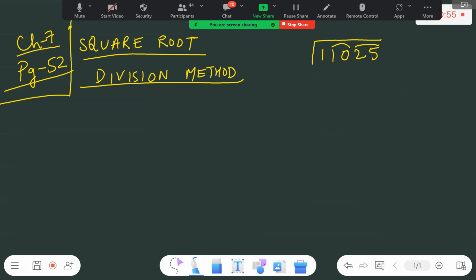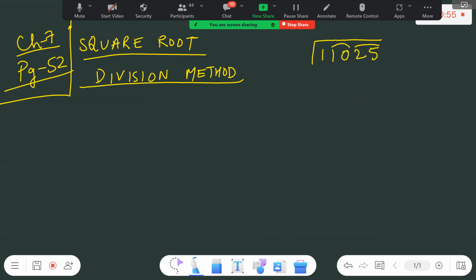So we have to find such a number, say x, which when multiplied by itself will be less than or equal to 1. What is such a number? I can write only 1 into 1. So I will write 1 here in the divisor and 1 in the quotient.